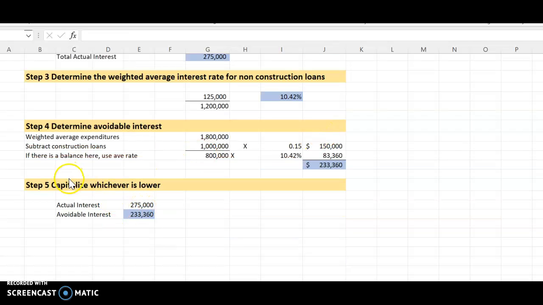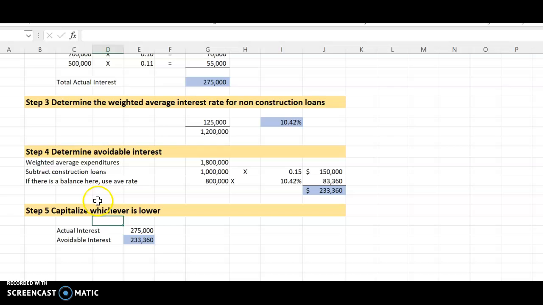The last step is to capitalize whichever is lower. So you want to look at your total actual interest calculated in step 2, compare it to your avoidable interest in step 4, and choose the one that is lower. So we will capitalize $233,360.